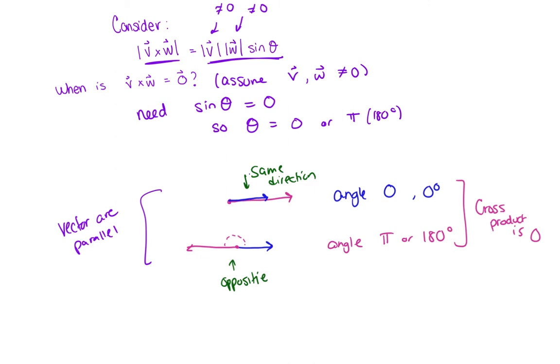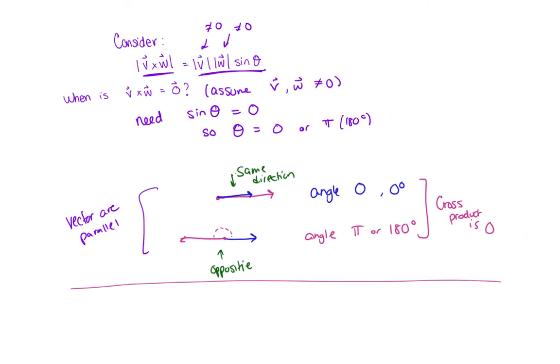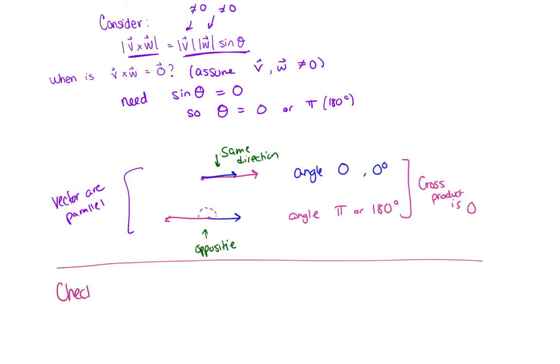So then we know that if the cross product of two vectors is the 0 vector, that means those vectors are parallel. So either they're in the same direction or the exact opposite directions. Now, we could use this to check if vectors are parallel. Right, so if I want to check if vectors are parallel, we could check if their cross product is the 0 vector.